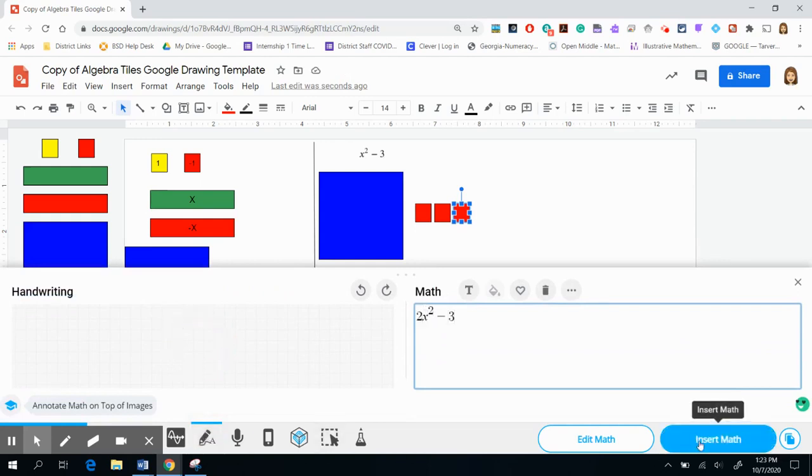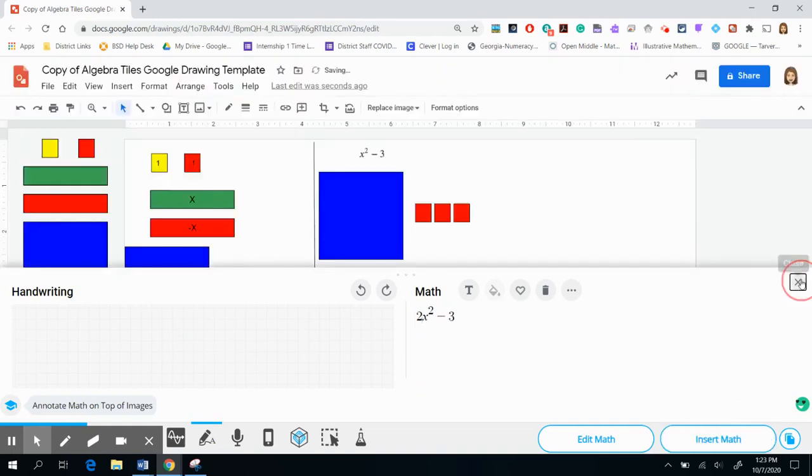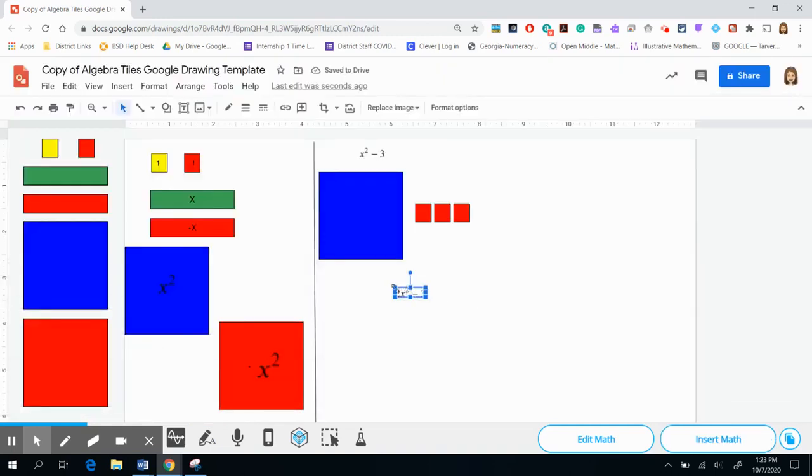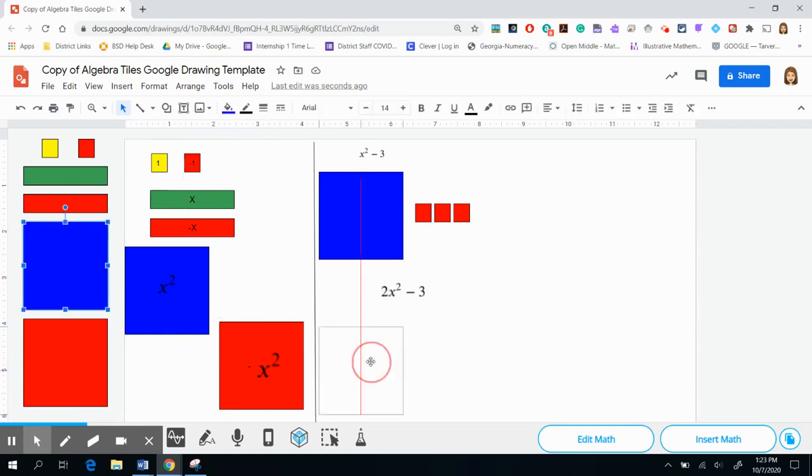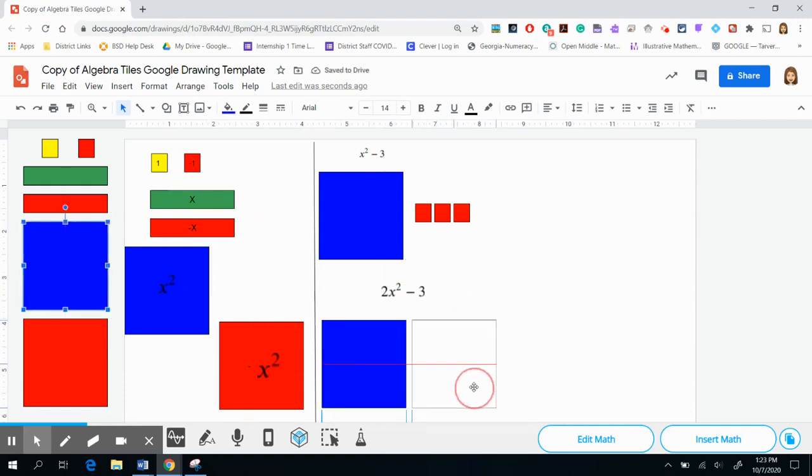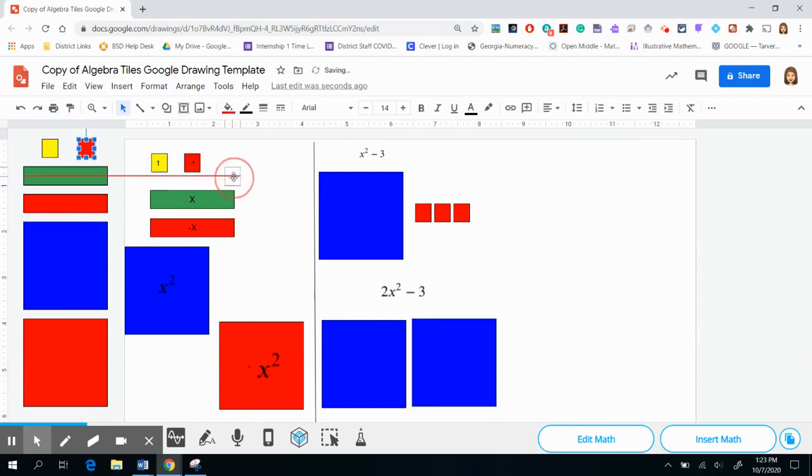Now I want to look at 2x squared minus 3. So this time we see the coefficient 2. 2 what? Two groups of x squared. So I'm going to bring over one group of x squared, two groups of x squared, and three negative ones. 2x squared minus 1, 2x squared minus 2, and 2x squared minus 3.